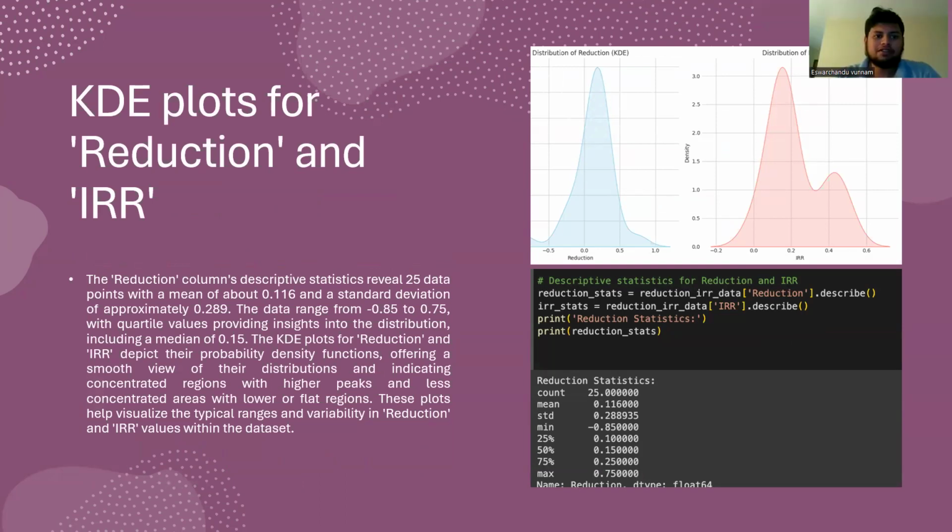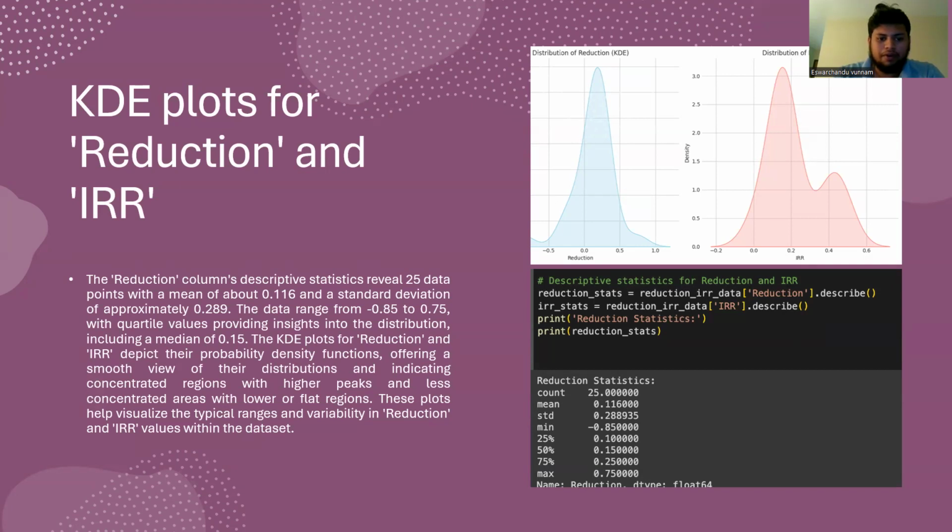Now I'm going to discuss KDE plots, prediction, and IRR. The reduction column's descriptive statistics reveal 25 data points with a mean of about 0.116 and a standard deviation of approximately 0.289. The data range from minus 0.85 to 0.75, with quartile values providing insights into the distribution, including a median of 0.15.